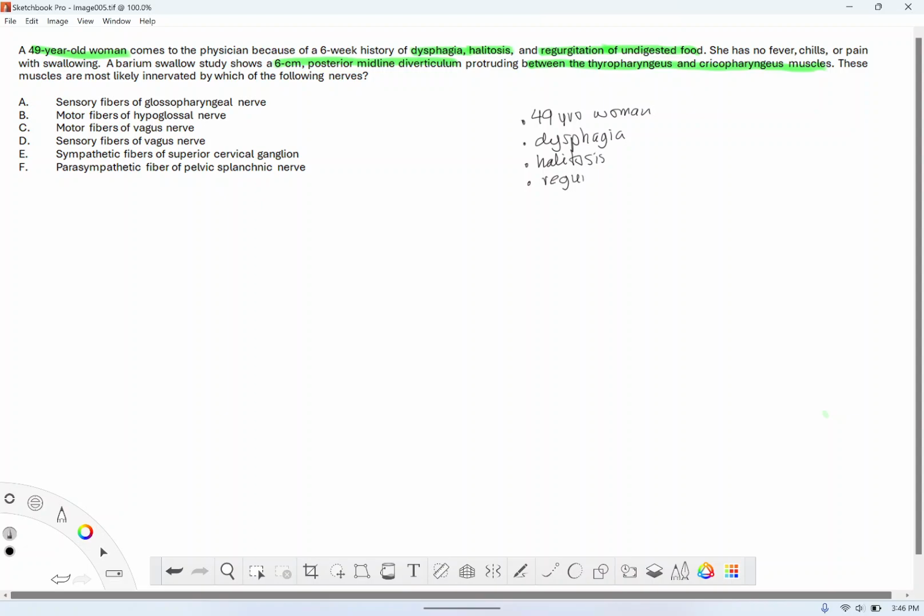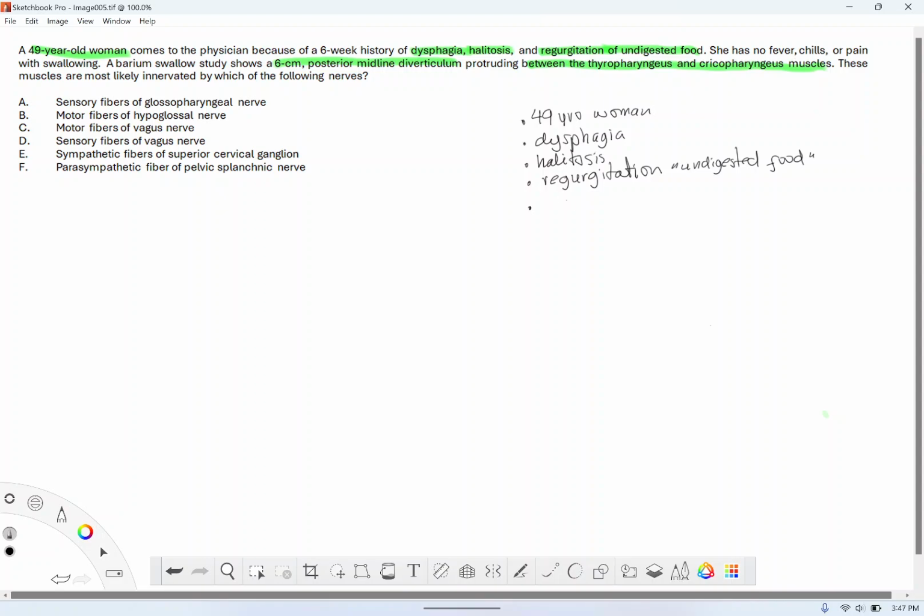Sounds like achalasia, but let's see. Regurgitation of undigested food. Undigested food, which means food never went to the stomach. It's undigested, right? So whatever is the issue, food doesn't go beyond the esophagus most likely. That's why they're telling you undigested food.